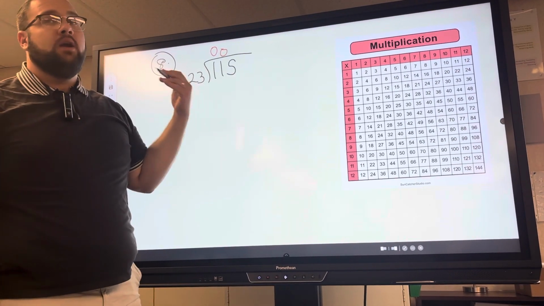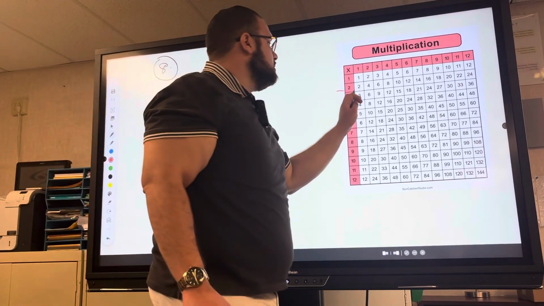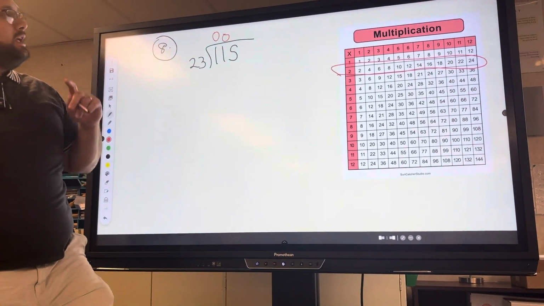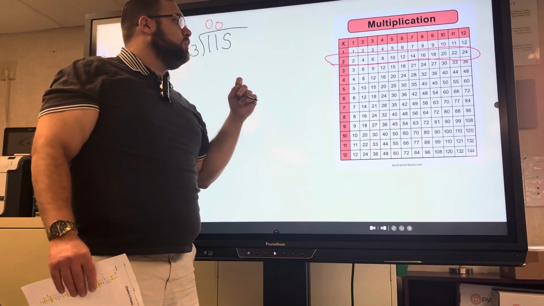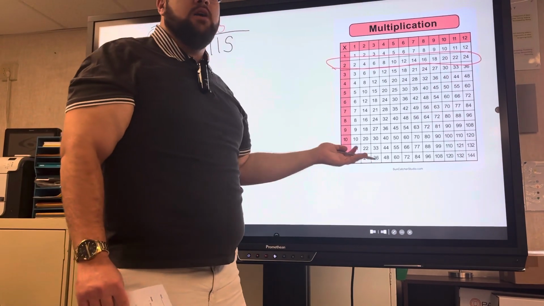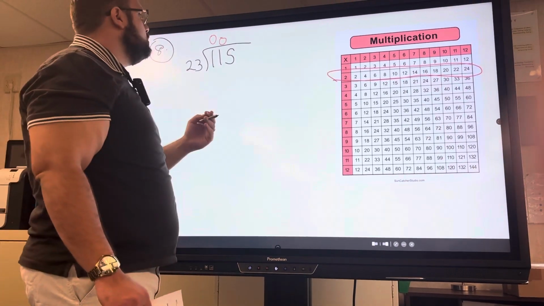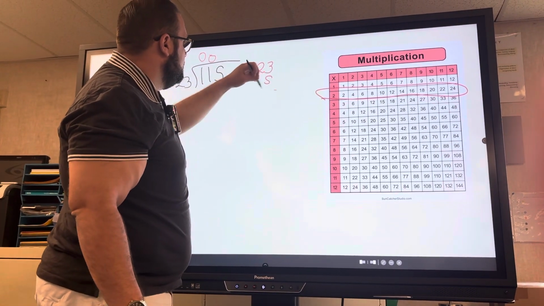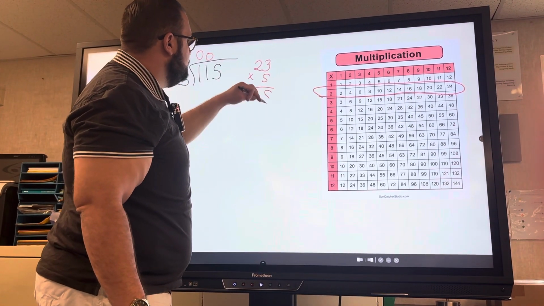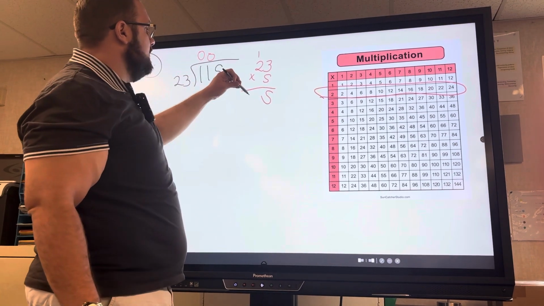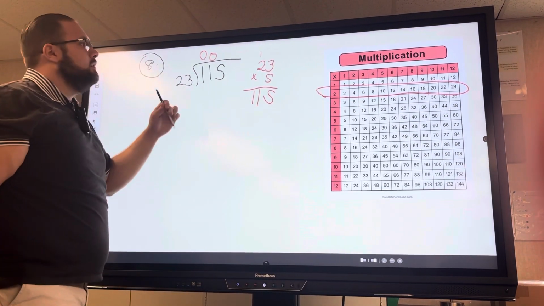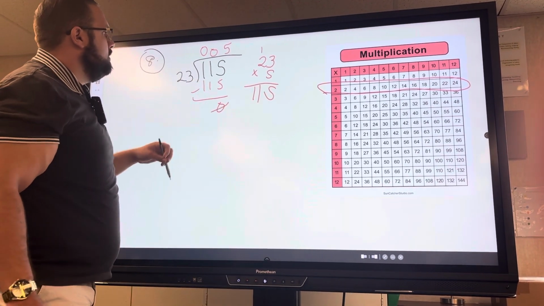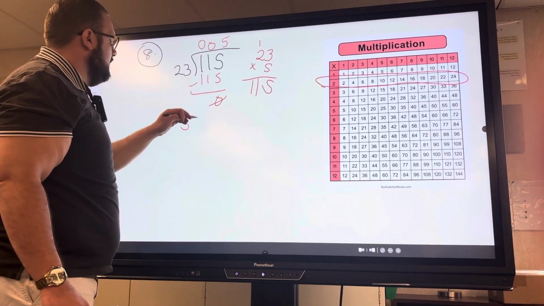23 is closer to 20, so I'm going to look at my 2's. I know 2 times 5 is 10, 2 times 6 is 12, so 20 times 5 is 100, 20 times 6 is 120. I'm going to say 23 goes in there 5 times. 5 times 3 is 15, 5 times 2 is 10, plus 1 is 11. And bam, 5. And you have none left over. So each employee is going to get 5 tacos.